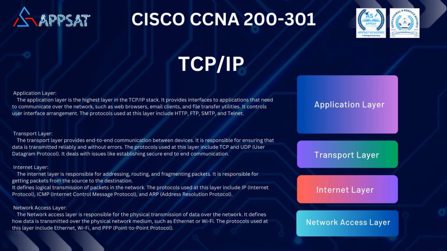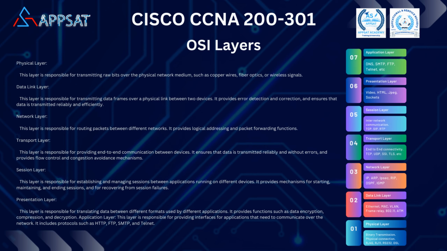Application layer. The application layer is the highest layer in the TCP/IP stack. It provides interfaces to applications that need to communicate over the network, such as web browsers, email clients, and file transfer utilities. It controls user interface arrangement. The protocols used at this layer include HTTP, FTP, SMTP, and Telnet. Now we will learn about OSI layers.